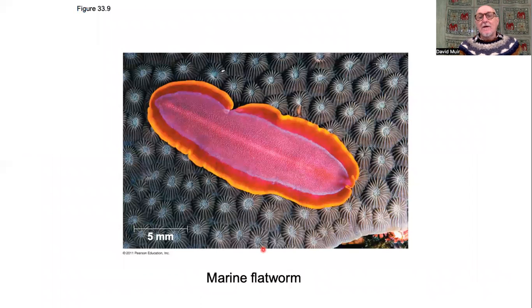So just by the way, they occur in many different forms. Many of the marine flatworms are extremely beautiful and very striking in their coloring. This is one of them here. Some very large as well.